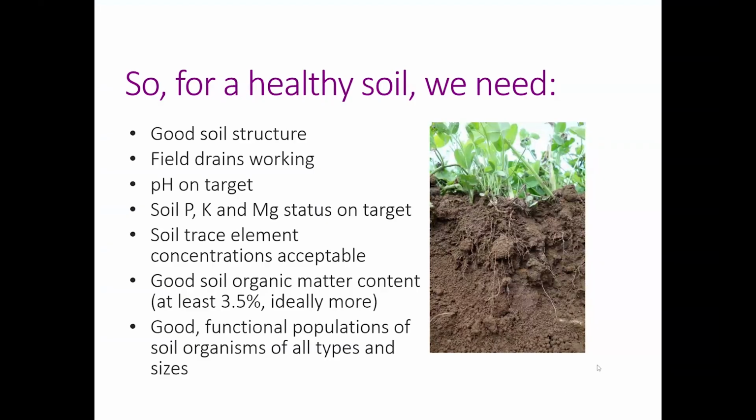So for a healthy soil, to summarize, we need good soil structure, we need field drains working, we need pH on target. For most situations, you're looking at around 6.5, a bit less for some crops. The amount of crop available PK and magnesium, so phosphate, potash, and magnesium, has got to be on target. Also reasonable trace element concentrations, good organic matter content, at least 3.5%, ideally more, and good functional populations of soil organisms of all types.